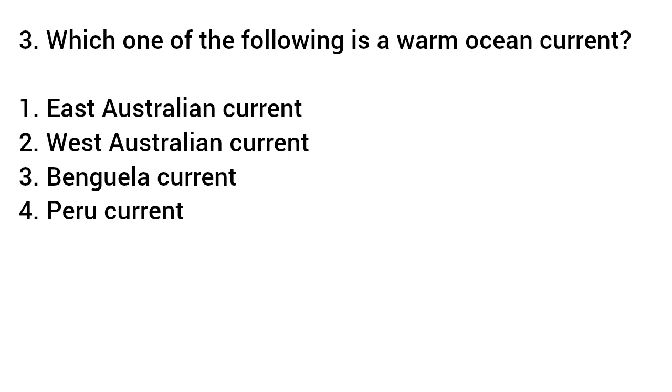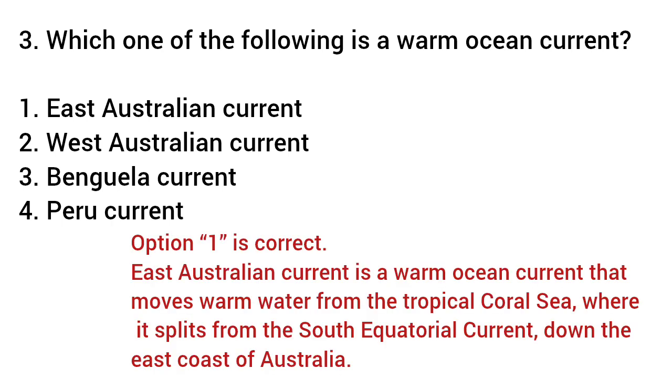Which one of the following is a warm ocean current? Answer. Option 1 is correct. East Australian Current is a warm ocean current that moves warm water from the tropical Coral Sea, where it splits from the South Equatorial Current down the east coast of Australia.